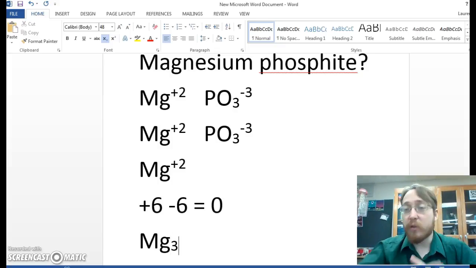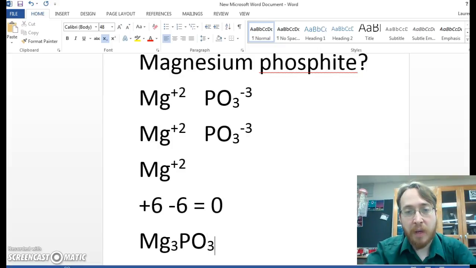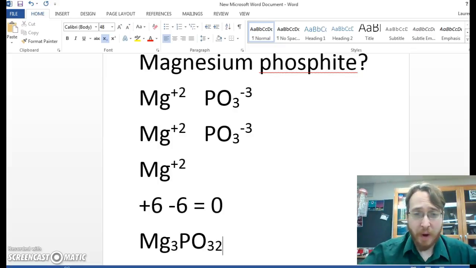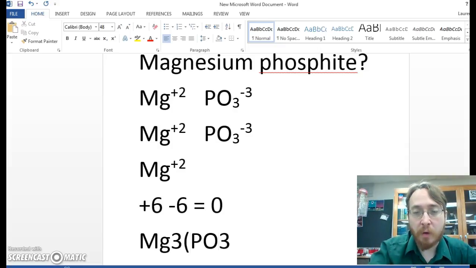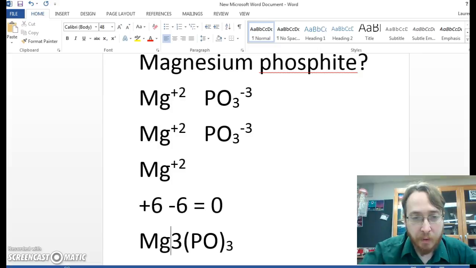And here's the tricky part for polyatomic ions. That phosphite, we need 2 of them. But if we write PO3 with a 2, this is not correct. This looks like our polyatomic ion has phosphorus and 32 oxygen, but it's phosphorus and 3 oxygen, so we can't do this. If you need more than one polyatomic ion, you need to put parentheses around the element.